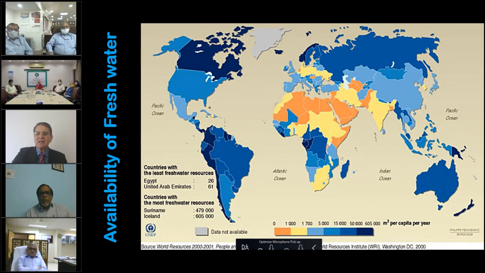If you look at the cubic meter per capita per year, you will see the dark blue colors are the countries with more than 50,000 cubic meters per capita per year. So parts of South Africa, there in North Africa, Egypt, those places, India, Middle East, they got less than 1,700 cubic meters per person per year.